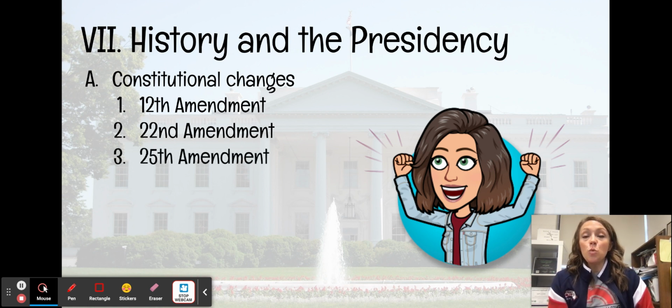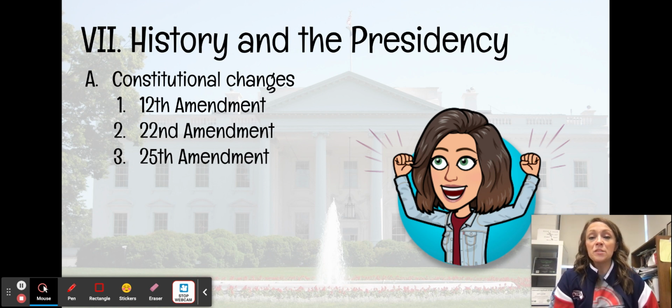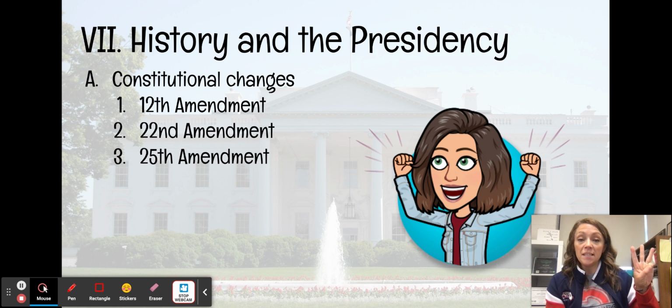And next, we want to look at the 25th Amendment. The 25th Amendment deals specifically with presidential succession, but also presidential incapacity and the vice president. Okay, so the 25th Amendment tells us 3 things. It says if something happens to the president, then the vice president takes over. It says if the vice presidency is vacant, we have to pick a new one.